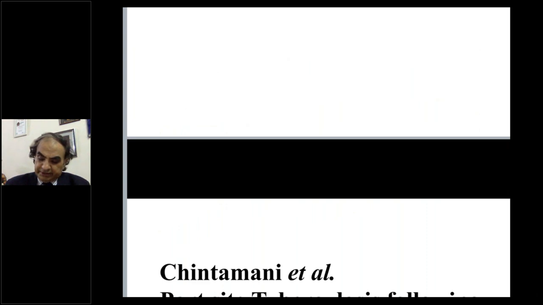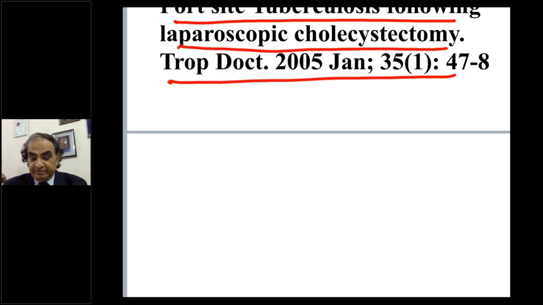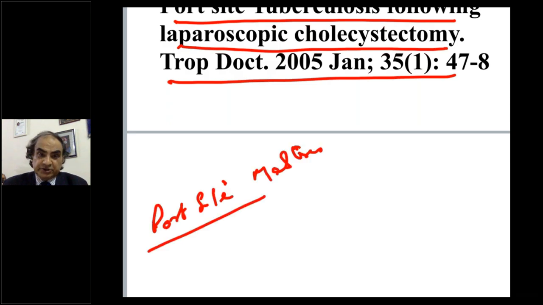Now, there is this mention in a publication of mine, which we deliberately included. Port site tuberculosis following laparoscopic cholecystectomy. We had this patient way back in 2004 and 2005 when we were struggling with port site metastasis as a concept. This was probably the first two cases of port site tuberculosis reported.